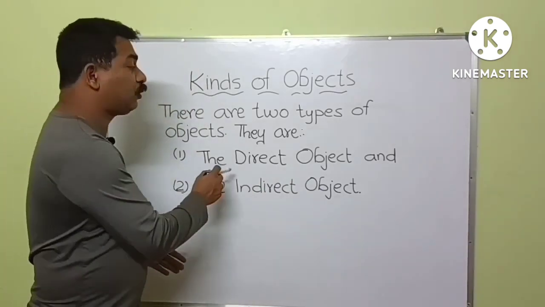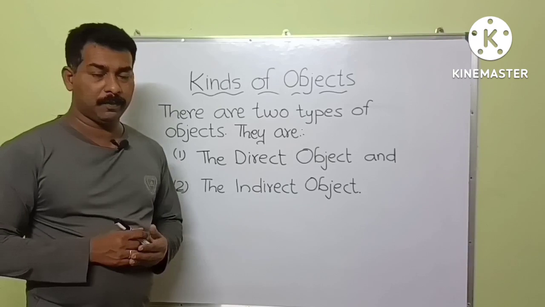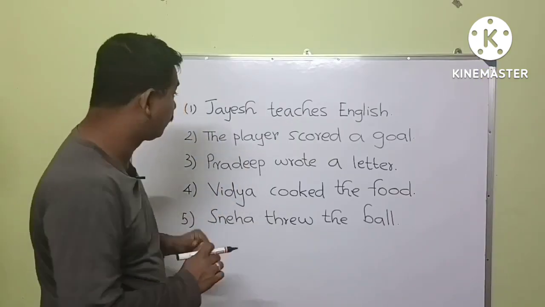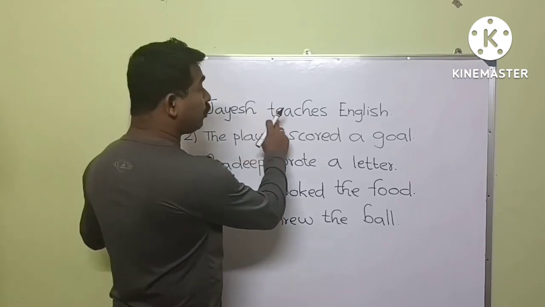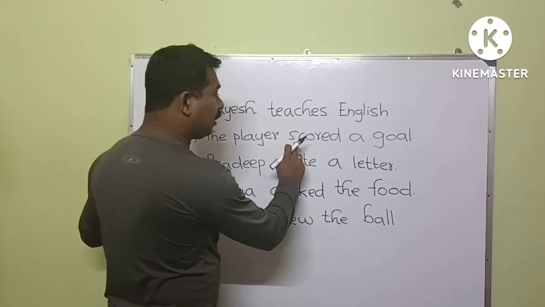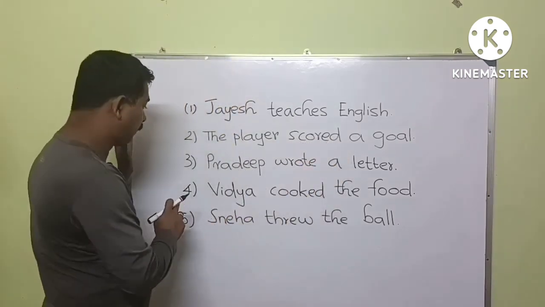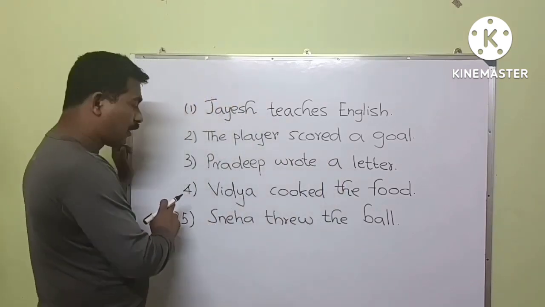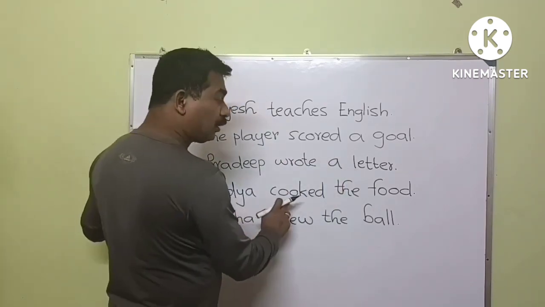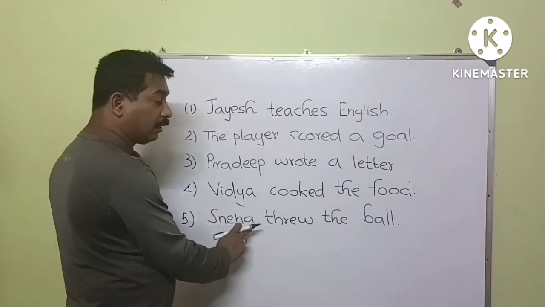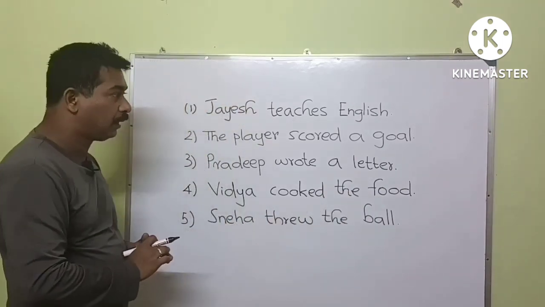Let's learn about the direct object in detail. Consider the following sentences. Number one, Jayesh teaches English. Number two, the player scored a goal. Number three, Pradeep wrote a letter. Number four, Vidya cooked the food. Number five, Sneha threw the ball.